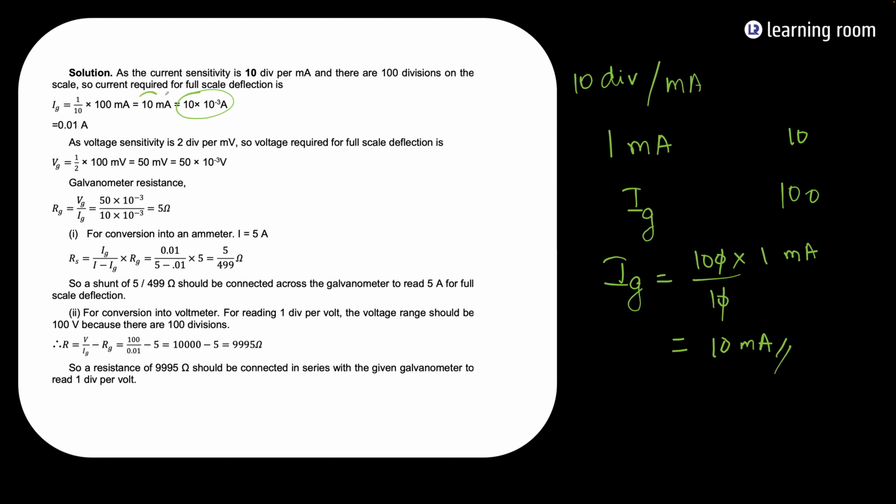No, 10 milliamp. Now you understood why this step came. Am I clear? See, it's very simple. You're looking at it, you can 10. 1 milliampere is putting 10 now. 10 into 10 is 100. So I need 10 milliampere to push it to 100 divisions.